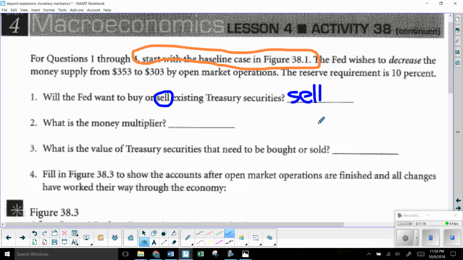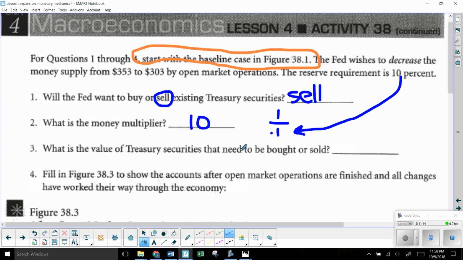That's contractionary monetary policy. Well, let's think about the next thing they ask us: what is the money multiplier? And I'm going to have to come up here to this 10% value. The money multiplier is always the reciprocal of the reserve requirement. So I guess we might be thinking about an equation sort of like this, 1 over 0.1, where the 0.1 is coming from that 10%. And that'll give us a money multiplier value of 10.